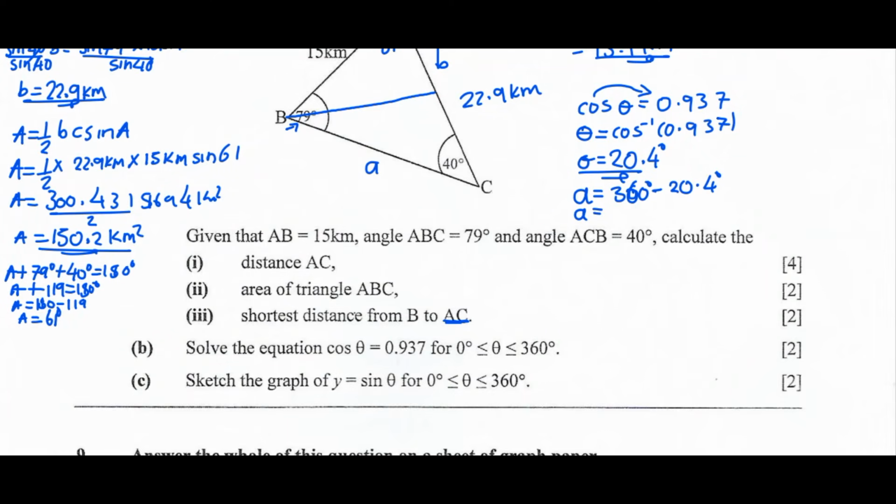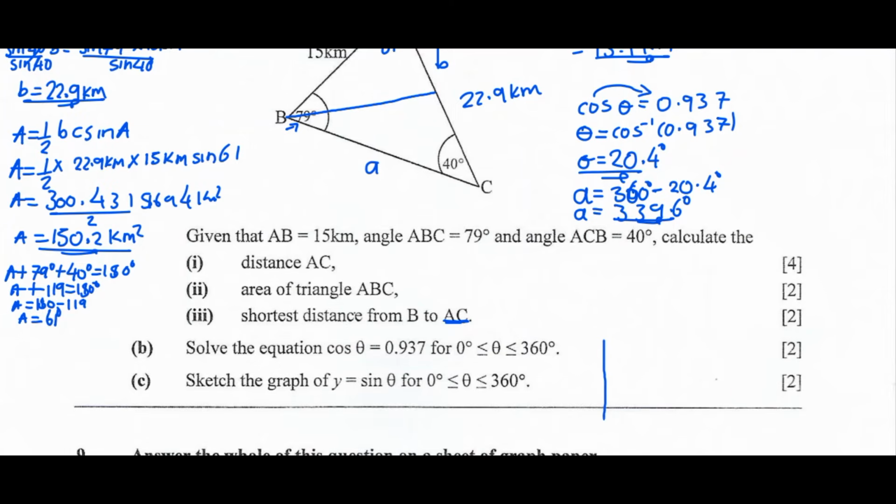So if we subtract this, we get 339.6 degrees. So these are the two values that we were looking for. Now let's look at C. Sketch the graph of y is equal to sine theta for. Okay, so let me see how I can manage this space.